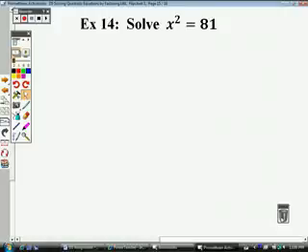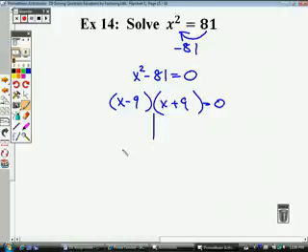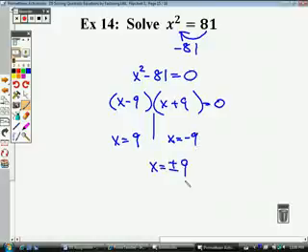Okay, so when you moved 81 over, you made it minus 81 over here. So you wrote x squared minus 81, and then you recognize that as the difference of squares. So it's x minus 9 and x plus 9 equals 0. You split the problem. One answer is going to be a positive 9. The other one's going to be a negative 9. So you got x equals plus or minus 9. Same answer as that other example we did.